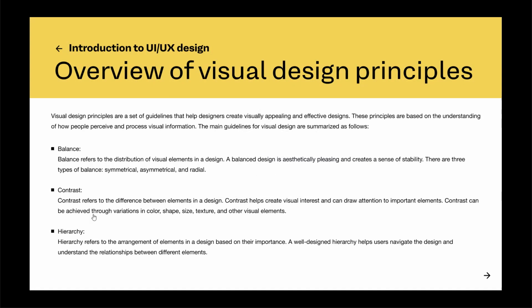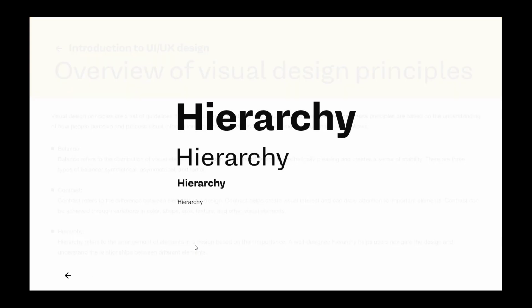Let's move on. Hierarchy. It refers to the arrangement of elements in a design based on their importance. A well-designed hierarchy helps users navigate the design and understand the relationships between different elements in that product or design. Let's take a look at an example of a breakdown of hierarchy. This is a simple breakdown of hierarchy in regards to a website.